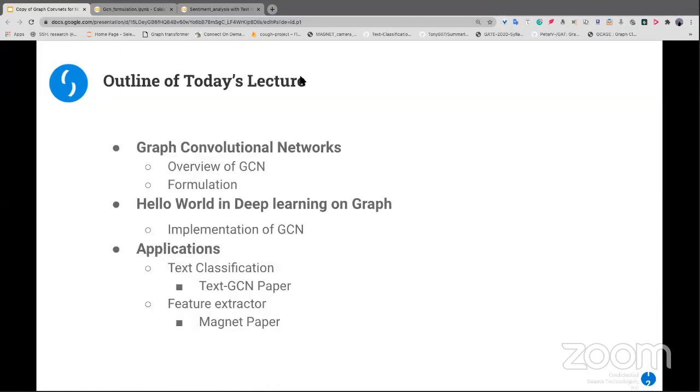So let's overview what I'm going to talk about today. First, I will give an introduction: what is a graph convolution network, while covering the GCN formulation. Later I will go through a very simple example of how to build a hello world application on a graph using deep learning. After that, I will cover graph applications, including text classification, and how we can perform text classification using GCN. I will also cover how to use GCN as a feature extractor, so you can extract the features as an embedding and apply them with other networks.